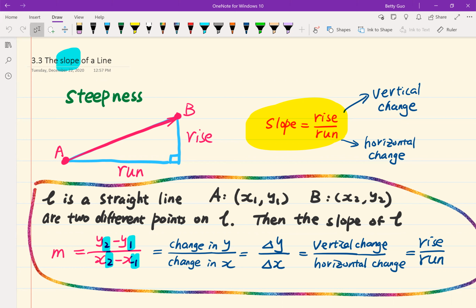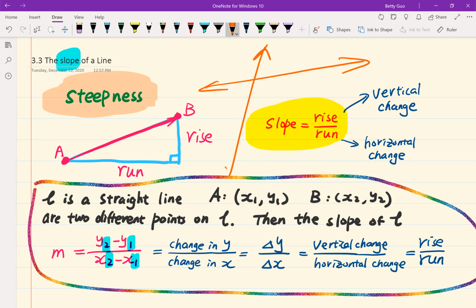Slope of a straight line describes the steepness of a straight line. And sometimes we see some straight lines pretty flat, right? And some straight lines very, how do you say that? Steep. Slope describes the steepness of a given straight line.